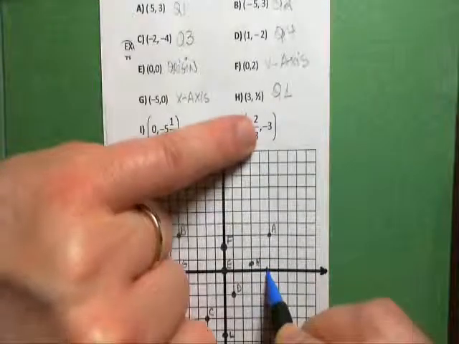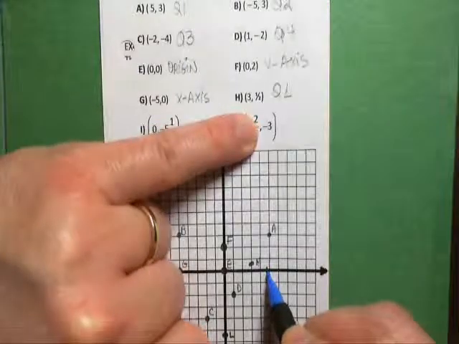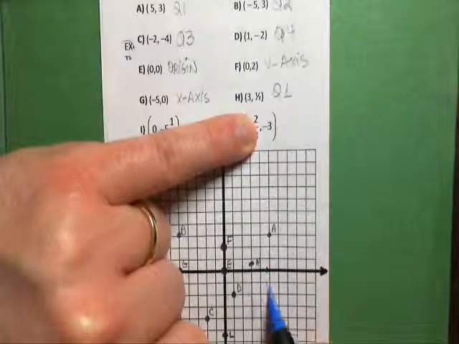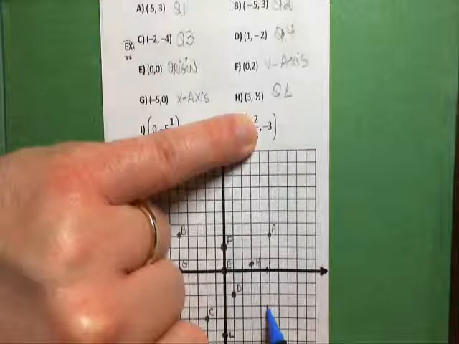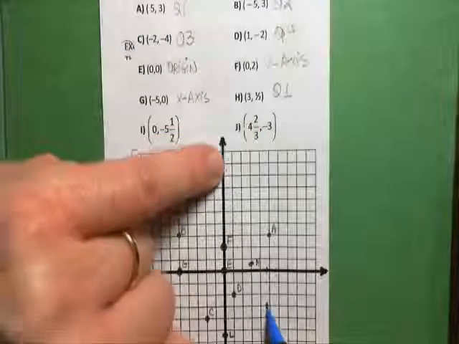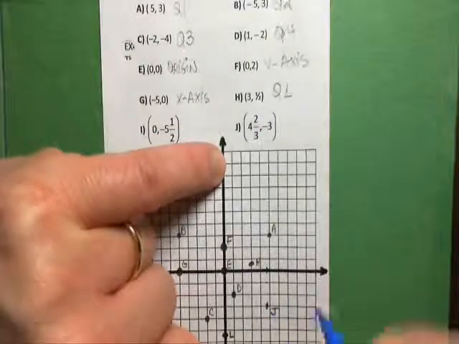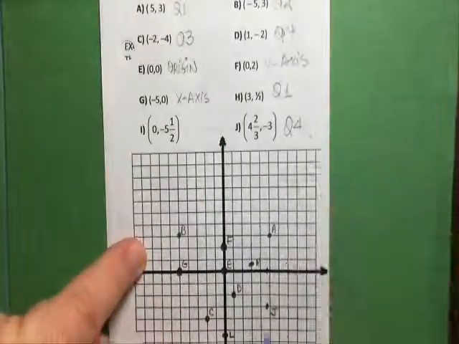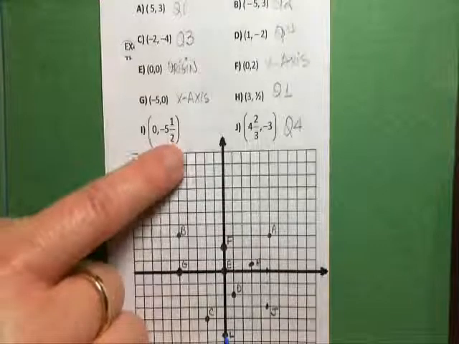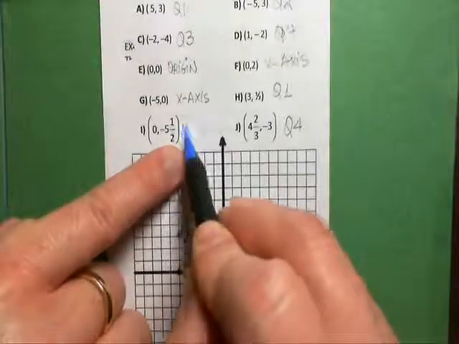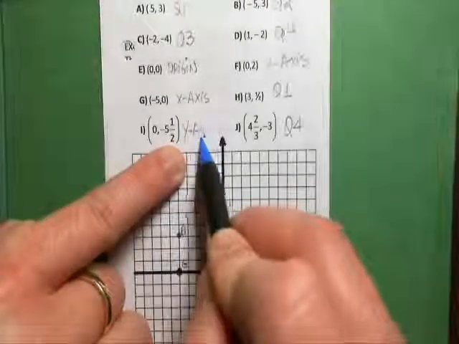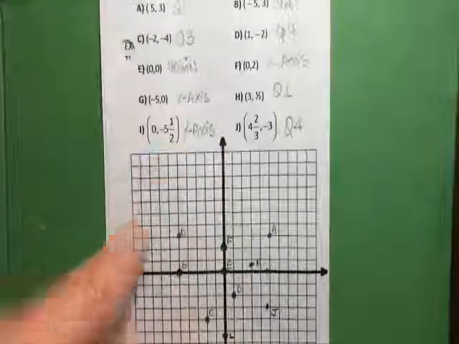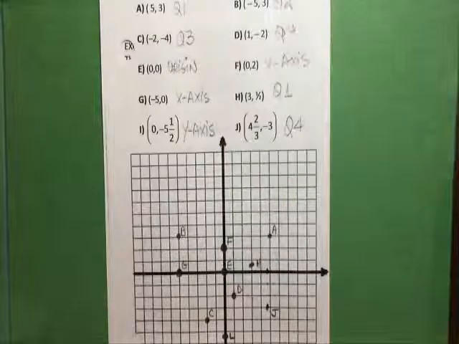Now we have to take in consideration the second coordinate, which is -3, so let's go down 3. 1, 2, 3. So that will be my point, letter J, and that will be in quadrant number 4. And by the way, I forgot to put the quadrant here. Actually, it's not a quadrant, it's the y-axis. So let's complete that. Alright, so that completes example number 1.